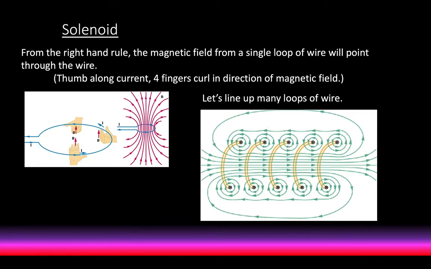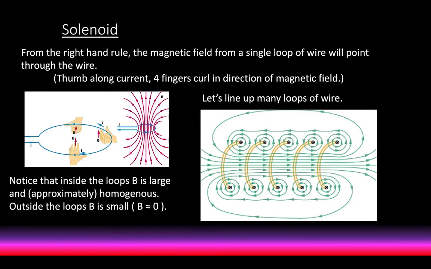What happens if we line up many loops of wire? If I have many loops of wire that are all lined up with each other, a magnetic field line, before it could exit this first loop of wire, is instead going to pass through the second loop of wire and through the third loop. And if you don't count these edges down here, then you get an approximately uniform magnetic field near the center of these loops. If we're relatively close to the center of these loops of wire, we have an approximately uniform or homogeneous magnetic field.